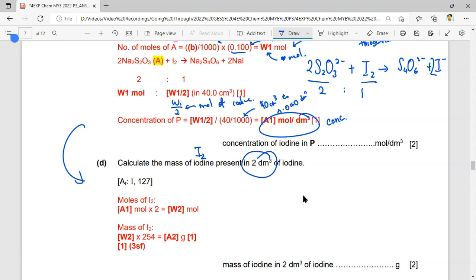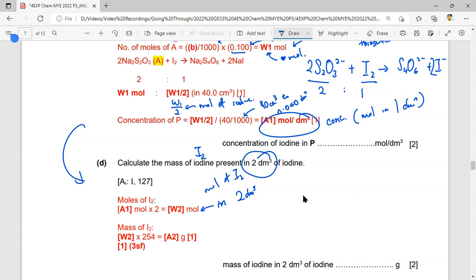So first thing, this concentration here that I have is actually mole per 1 dm cube. So this concentration is how many moles in 1 dm cube. That's actually what the concentration means, right? So if I got 2 dm cube, first thing I find is the number of moles here. So whatever I have up there, I times 2. So this is the mole of I2 in 2 dm cube.